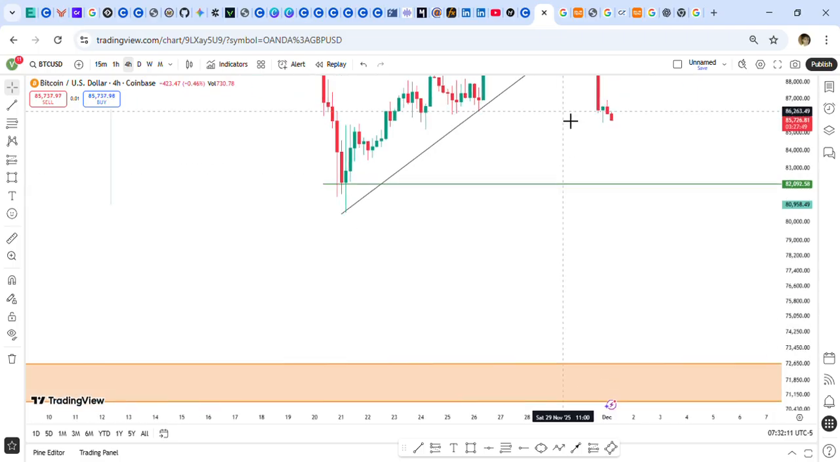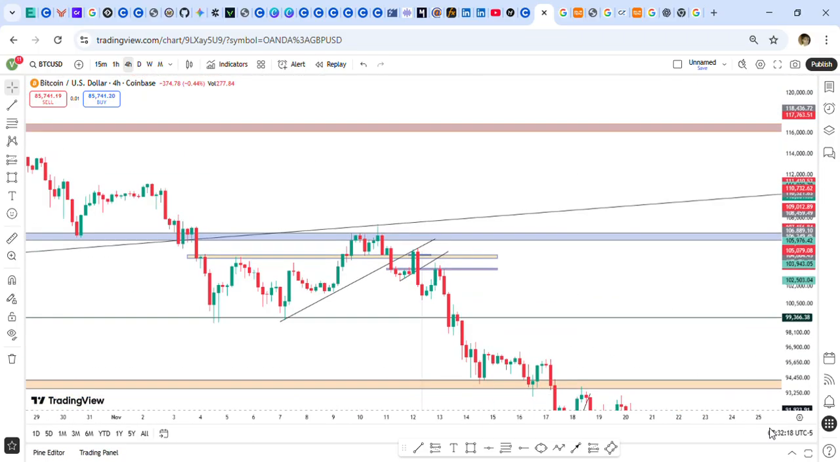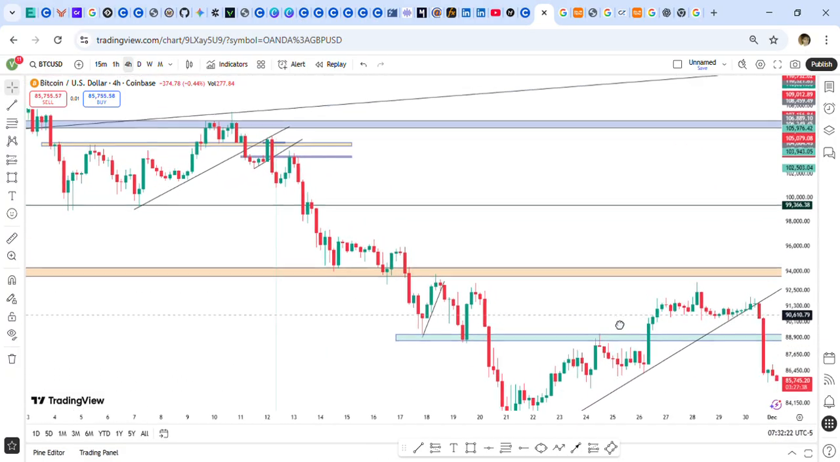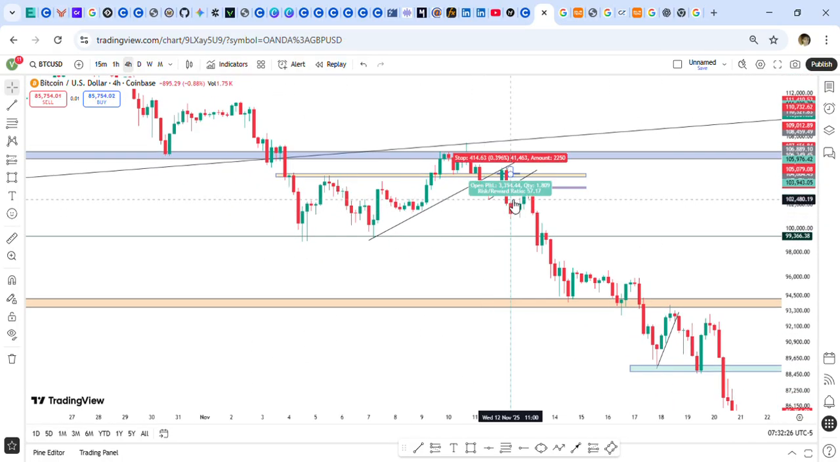Just understanding market structure, zones, and trend line, you are good to go in this trading. You are set free for life. Understanding market structure is key to trading. This same thing that happened here, I took advantage of this. This gave over 2,000 pips.